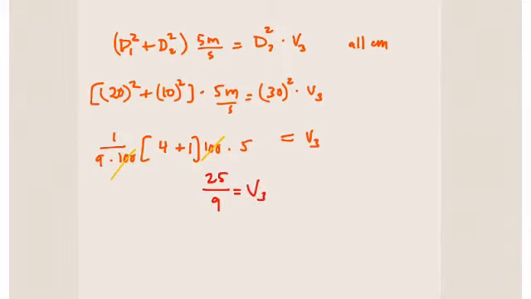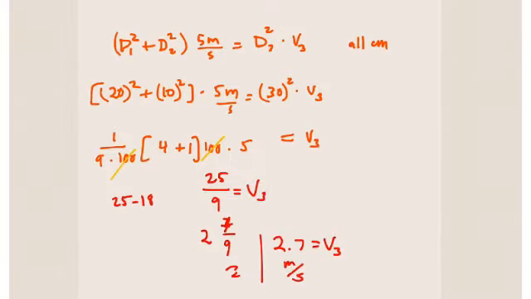What is 25 over 9? That's 2, and what does that leave me? 2 times 9 is 18, and 25 minus 18 is, is that 6? No, that's 7. So 2 and 7 ninths. Okay, that's about 2.7 equals V3, 2.7 meters per second.